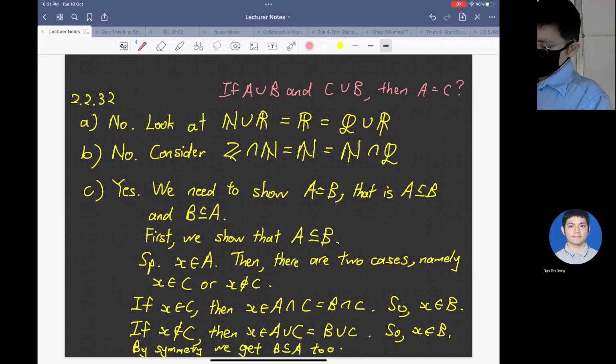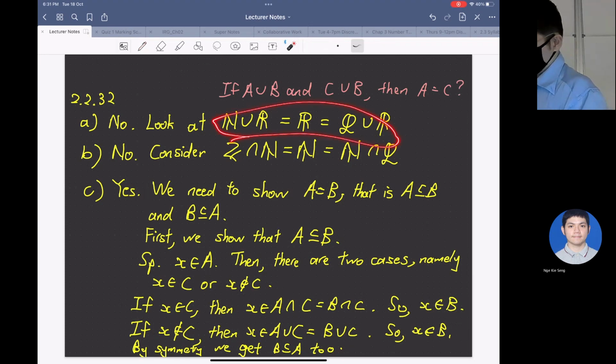Okay, so the answer is no. You can consider this example here. And next one is you change the union to intersection, such that they're equal. Should the sets A and C be equal? No. You also can take the integers and the rationals.